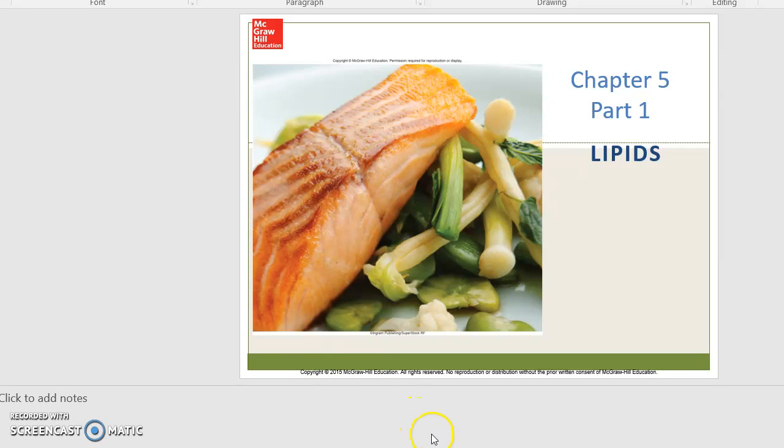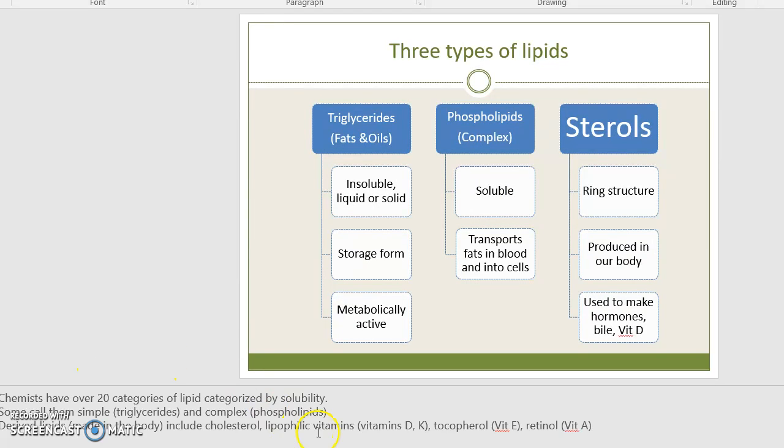So this chapter, I feel like it's set in two sections this time. It's maybe a little more complicated than some of the other macronutrients. So I was just going to look at this introduction. So here's just three types of fat: triglycerides, phospholipids, sterols. So we'll be talking about just these three categories in this chapter.